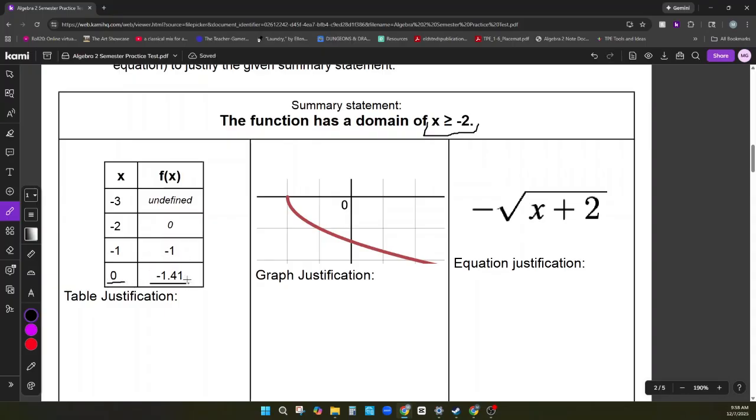When x is 0, I get -1.14. So there are several things going on, but the main thing is I want to look at my x values and talk about the domain: which x values work, which x values don't.